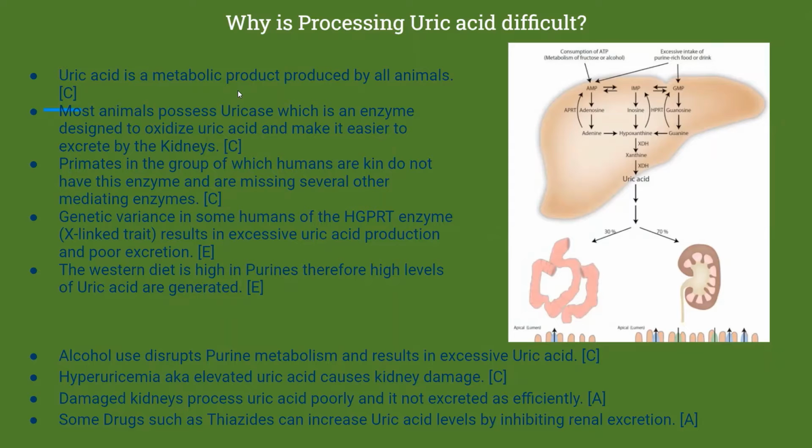Now, this is a medical class. This isn't like a study of animals or anything, but it is important to remember because animals do actually have this enzyme called uricase. We don't have that. Primates don't have that. Human beings are a kind of primate. We don't have that, so we don't actually make this. And there are actually a few other enzymes as well that we don't make.